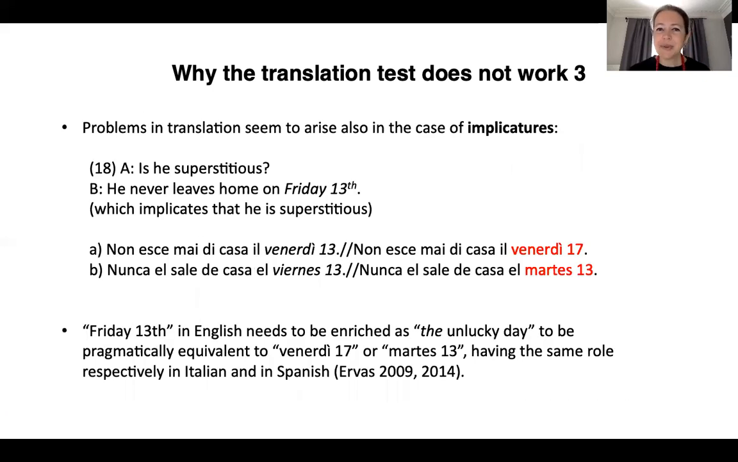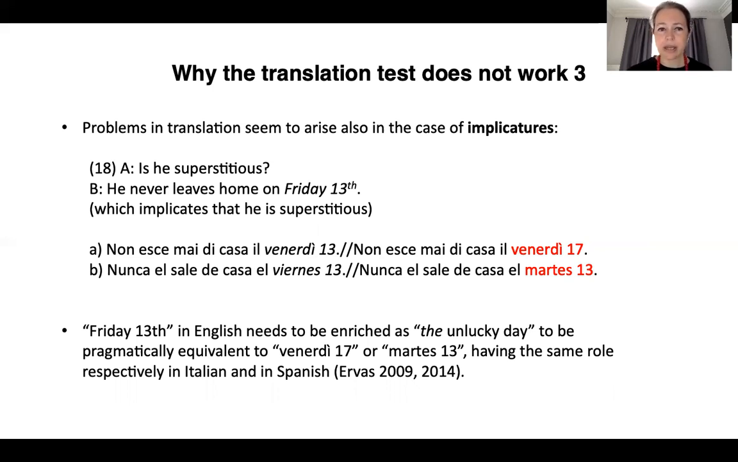Problems in translation seem to arise also in the case of implicature, which I consider the most important fully pragmatic phenomenon. As for instance in sentence 18, where person A asks, is he superstitious? And person B answers, he never leaves home on Friday 13, implicating that he is superstitious. We could translate it into Italian, preserving a semantic equivalence: non esce mai di casa il venerdì 13. So in that sense, we can preserve the meaning.